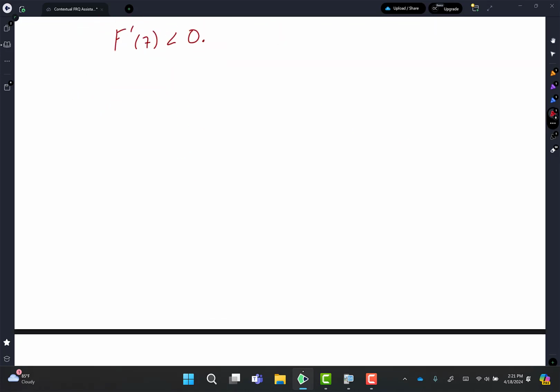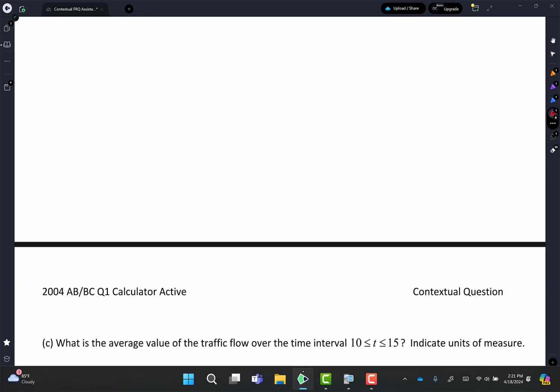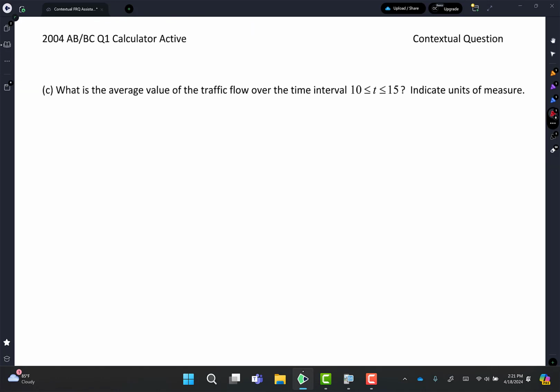All right. I think we're done with letter A and B. Let's go to letter C, and we reach our first average. All right, we're going to go slow. So let's see what it says. What is the average value of the traffic flow over the time interval 10 to 15? Over the time interval where t is between 10 and 15, indicate units of measure.